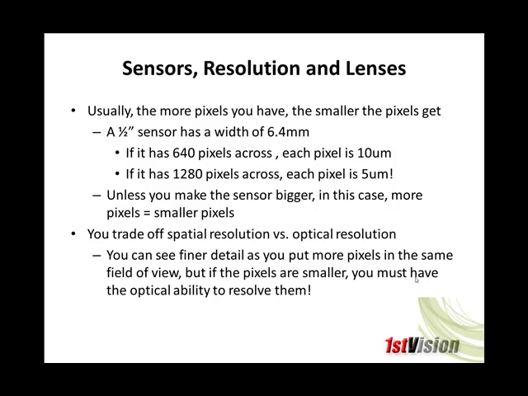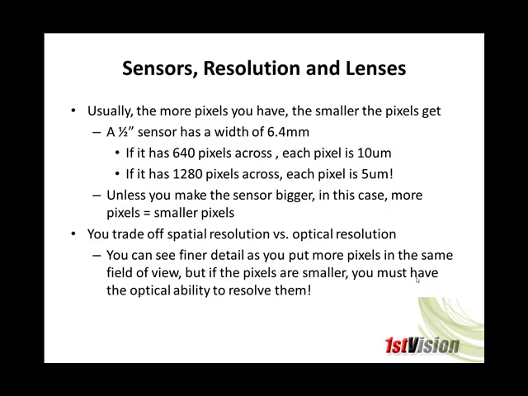A little quick background here. Usually, the more pixels you have, the smaller the pixels get. This isn't always true, but usually this is what happens. For instance, if we have a 1/2 inch sensor that has a width of 6.4 millimeters, if it has 640 pixels across, each pixel is roughly 10 microns. If we double the number of pixels and make it 1280, each pixel is 5 microns. Unless you make the sensor bigger, which in this case we didn't do, more pixels equal smaller pixels.